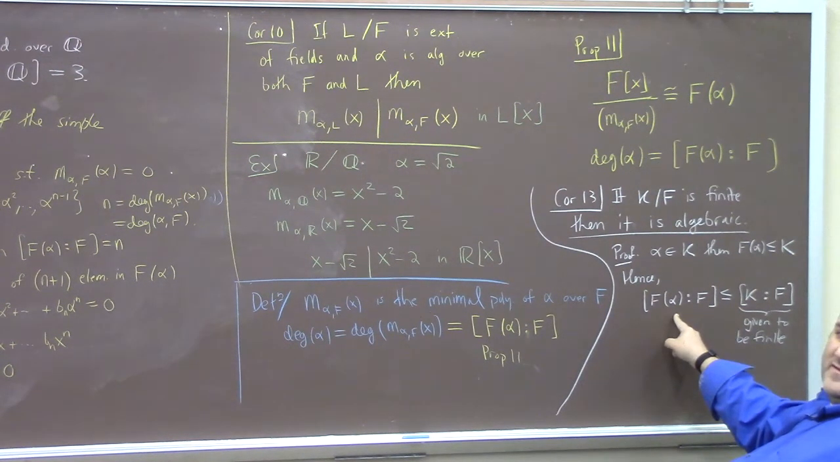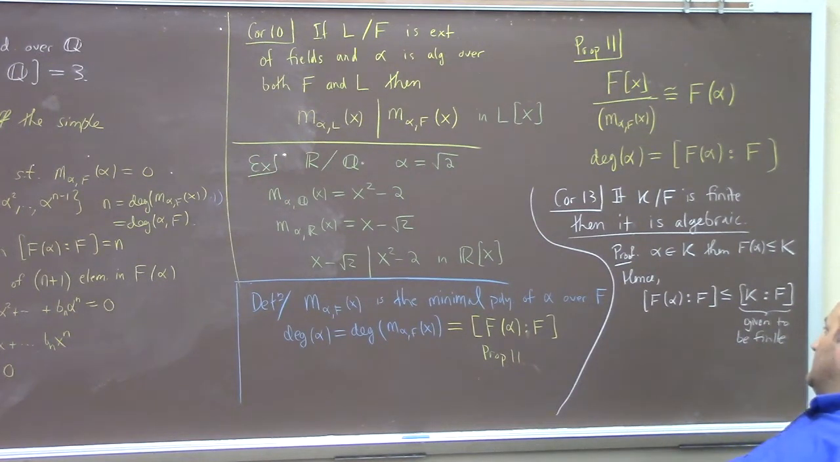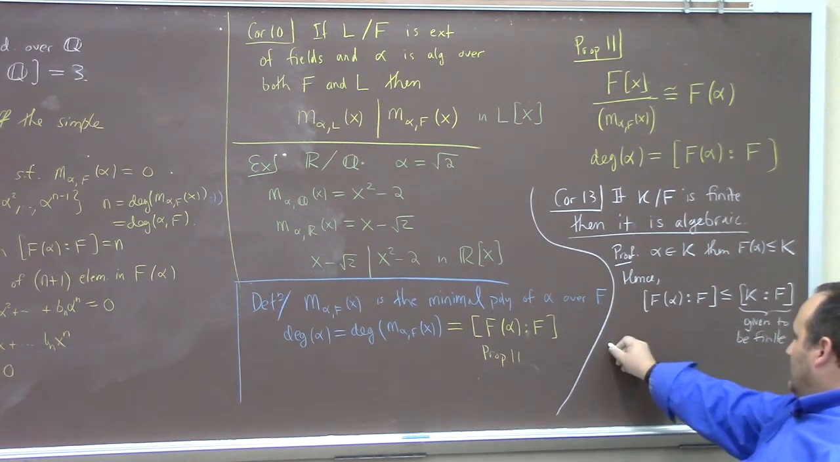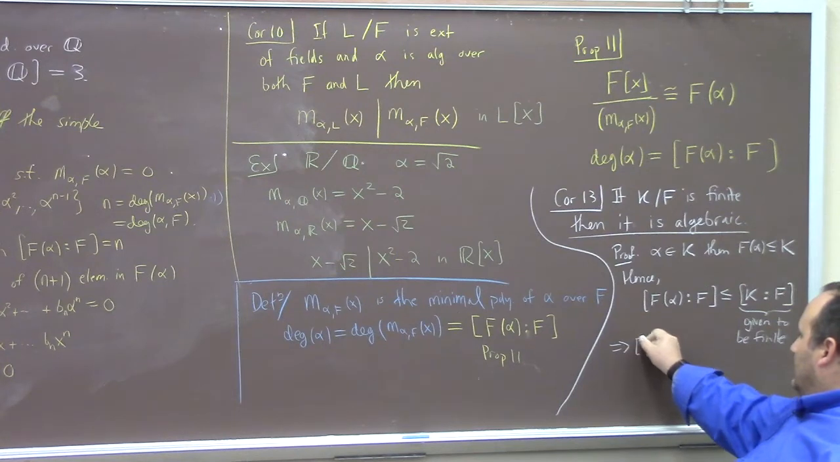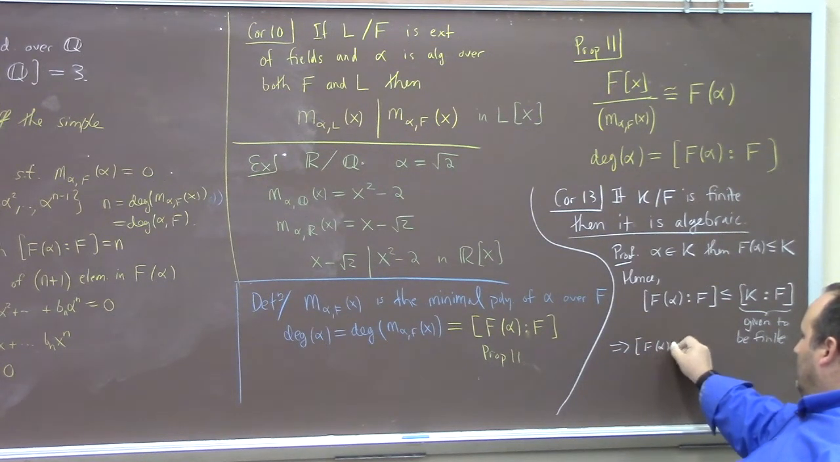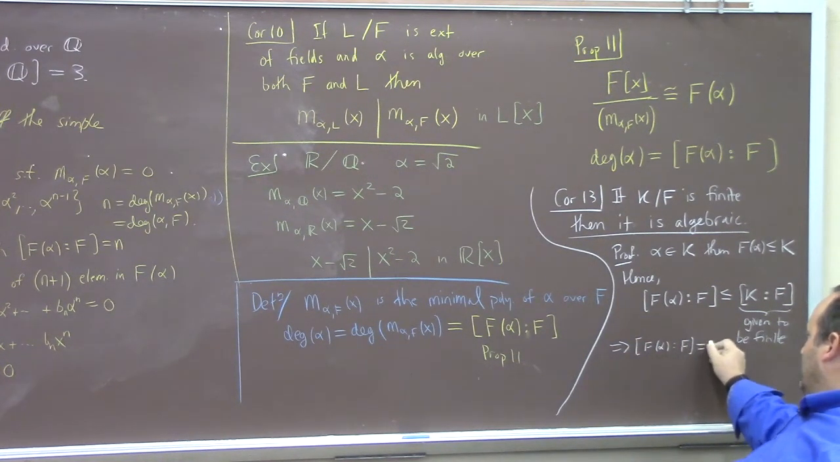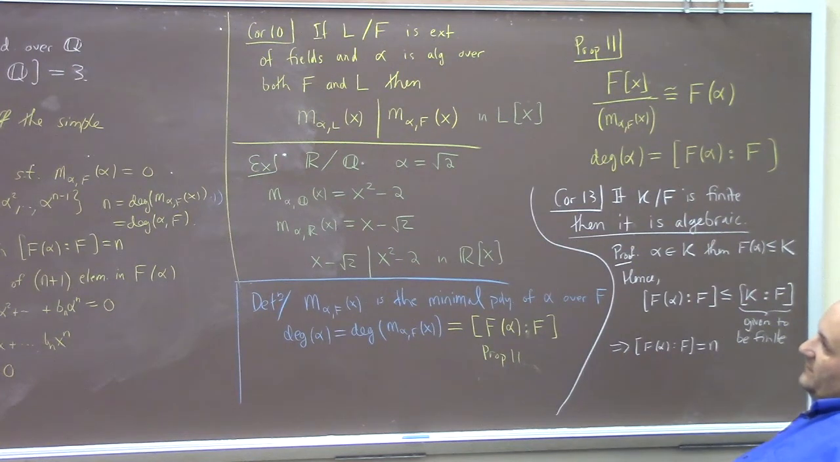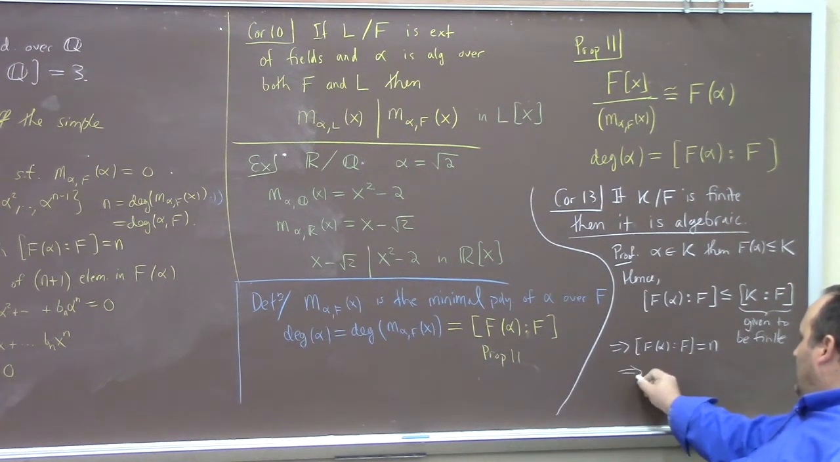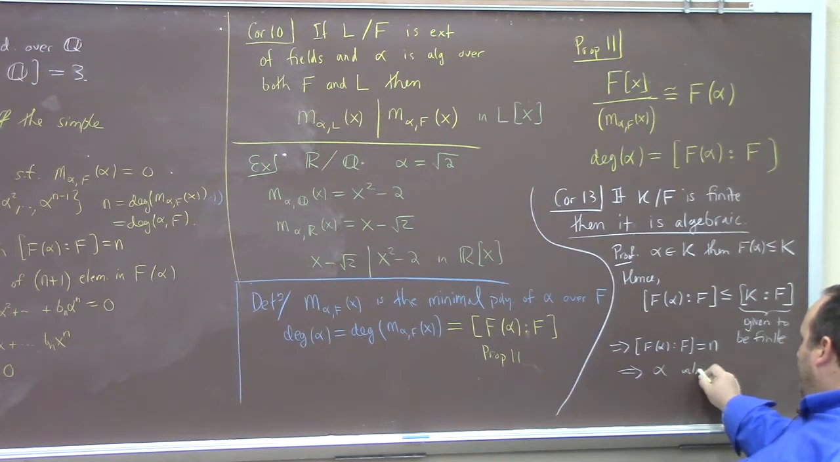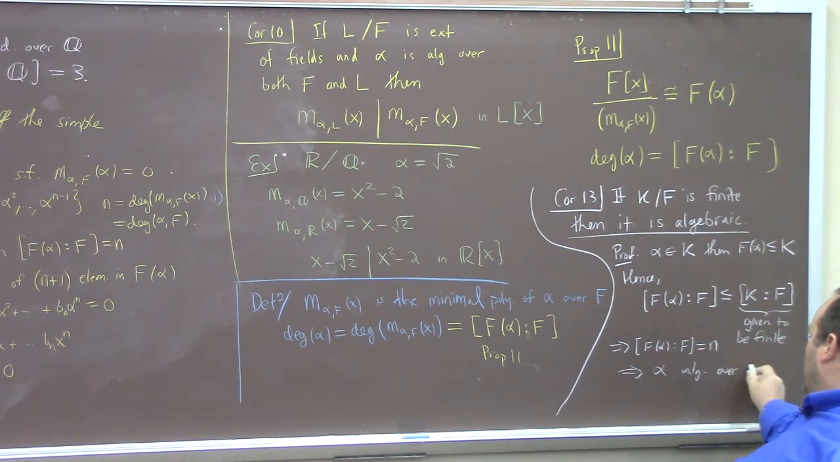If K is already given to be finite, this implies that the degree of F(alpha) over F is equal to n for some n. Then by proposition 12, remember what we had, alpha is algebraic over F if and only if the simple extension is finite. So that means that alpha is algebraic over F by proposition 12.